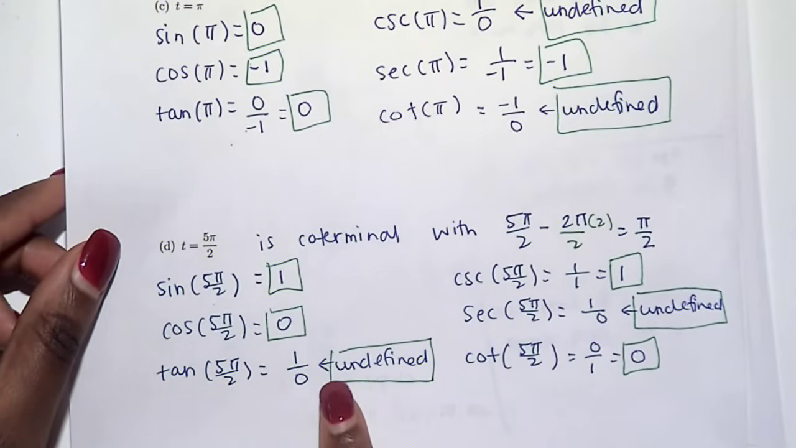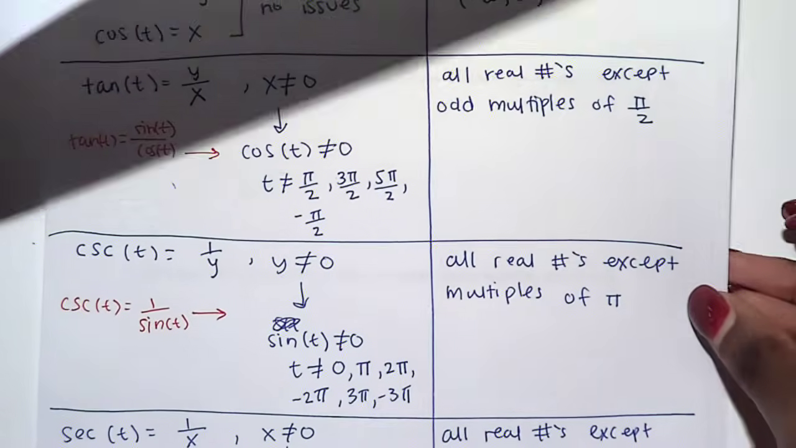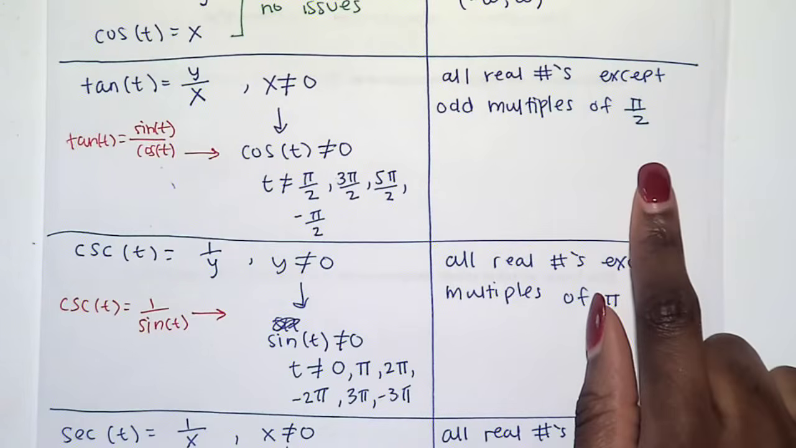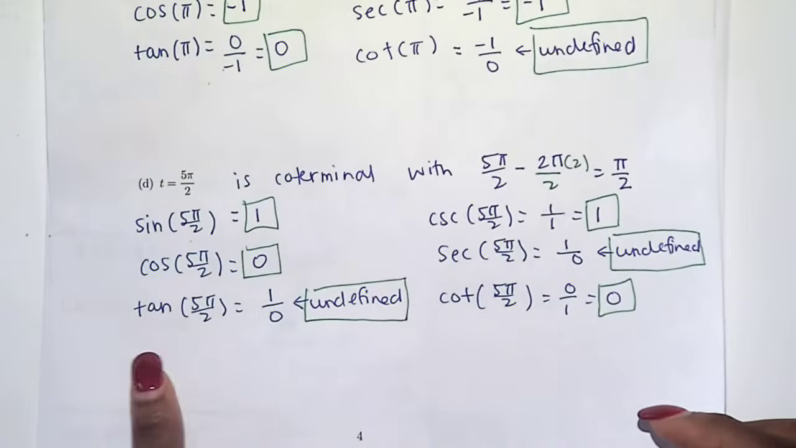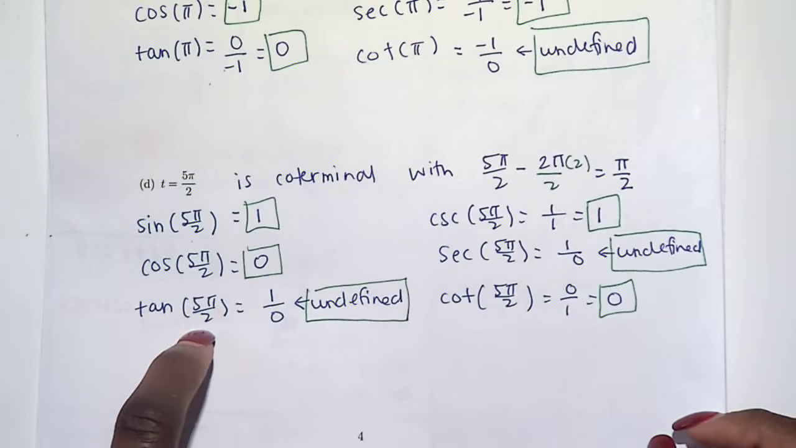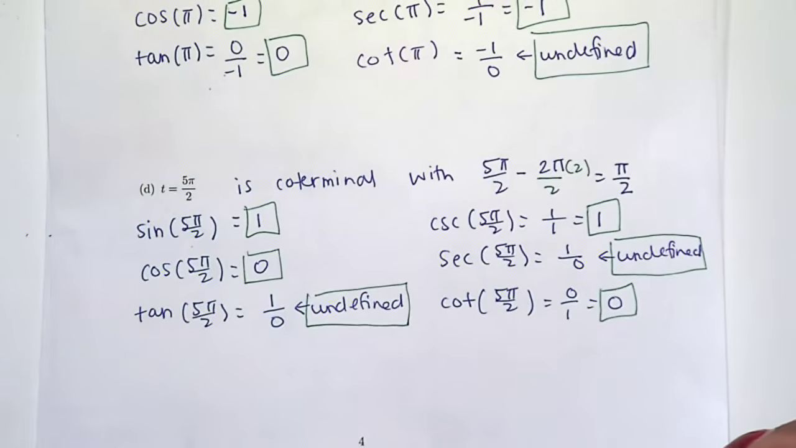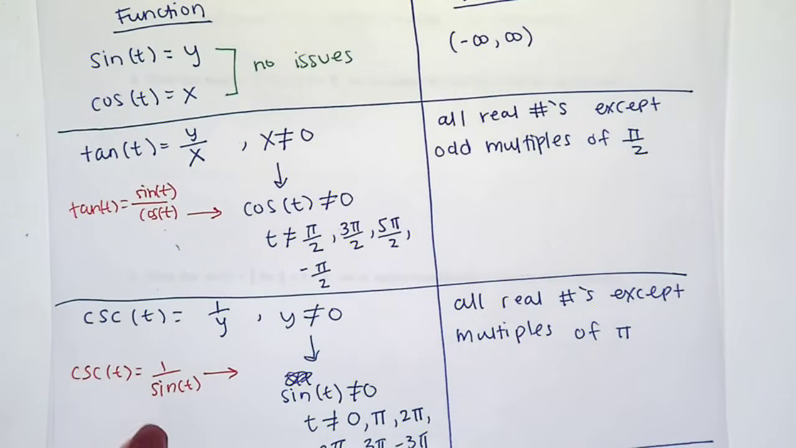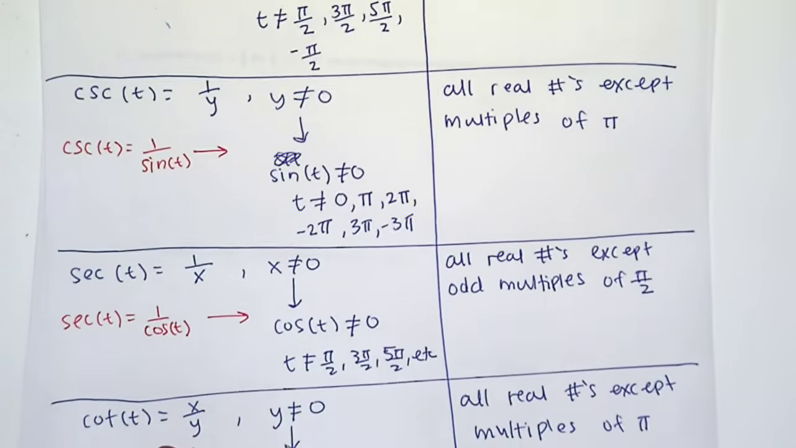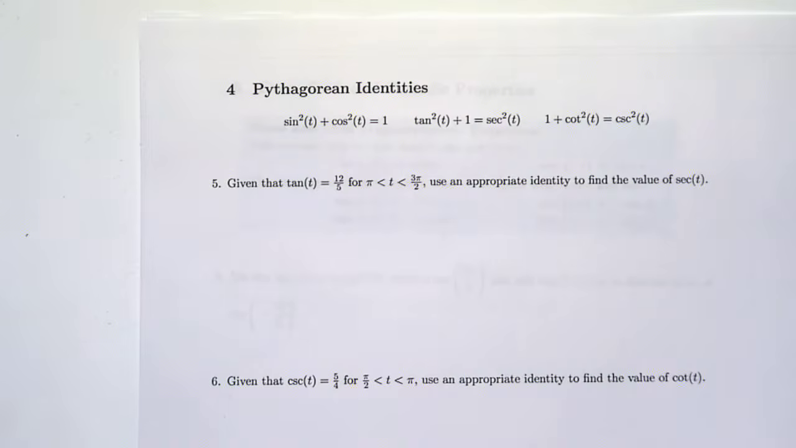All right, let's go back and look at our domain for tangent. Tangent is defined for all real numbers except odd multiples of pi over 2. And we see when we plugged in an odd multiple of pi over 2 into tangent, we got something undefined. Same with secant. All right. Okay, so it helps to think about rewriting all of our trig functions in terms of sine and cosine, and that will help you figure out where they're undefined. Okay, so let's move on to some identities.